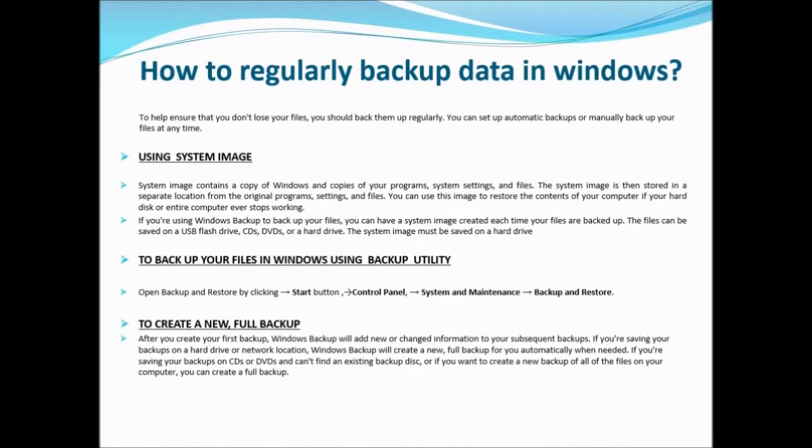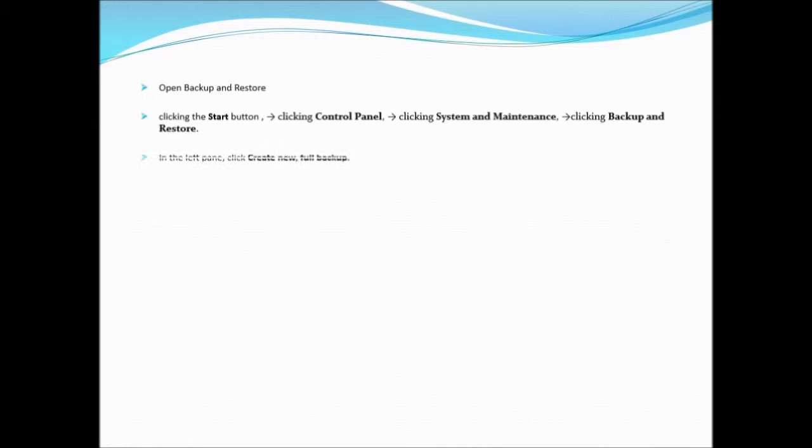If you are saving your backups on CDs or DVDs and can't find the existing backup disk, or if you want to create a new backup for all the files on your computer, you can create a full backup. Open Backup and Restore by clicking the Start button, then Control Panel, then System and Maintenance, and then Backup and Restore. In the left pane, click Create New Full Backup.